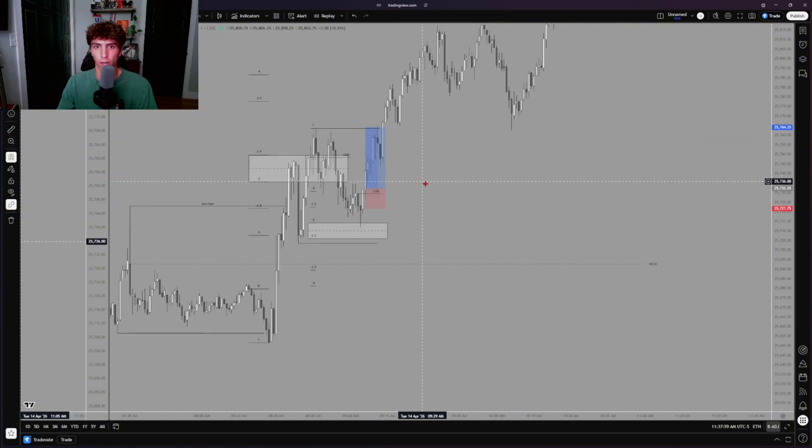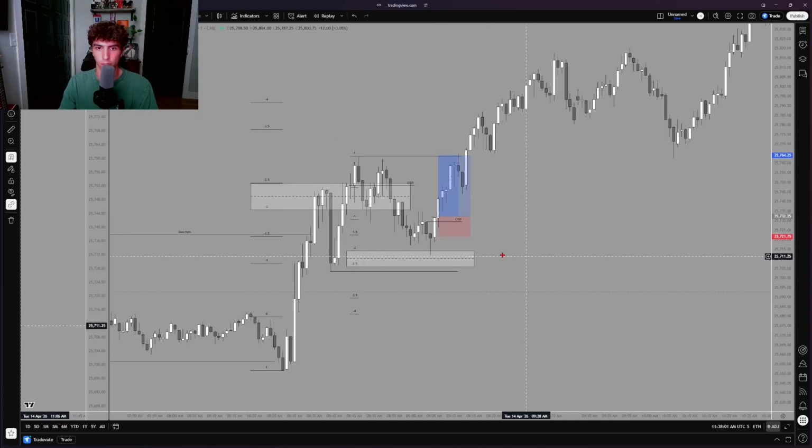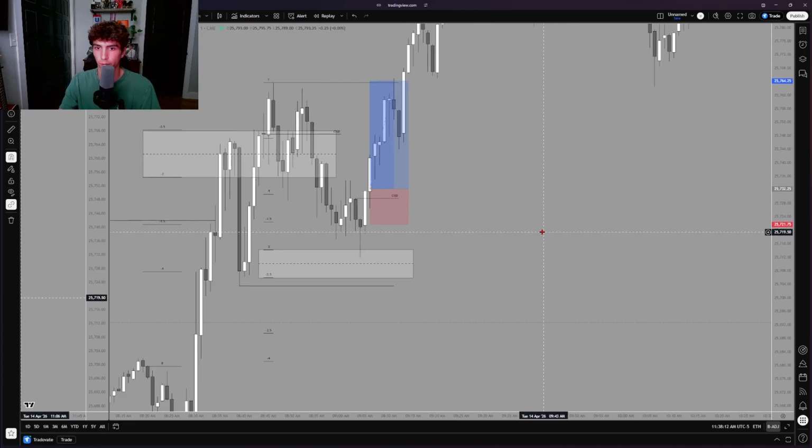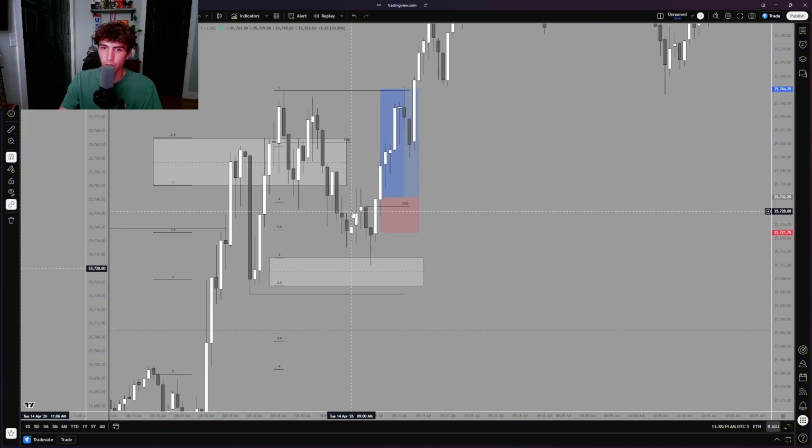And then I saw the -2.5, -2. Look how we came up here, respected, and then instantly moved higher. This is one of the major confluences we had. I do trade inverse for value gaps. We didn't even have it here.